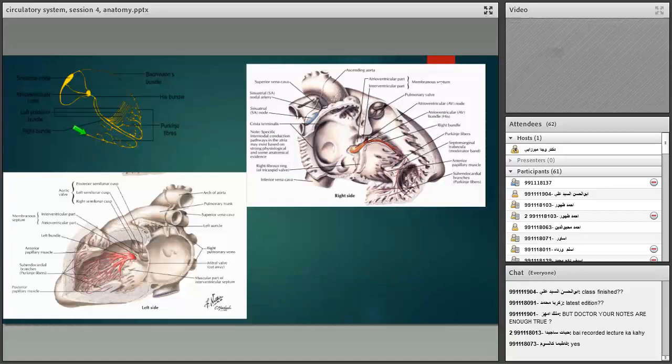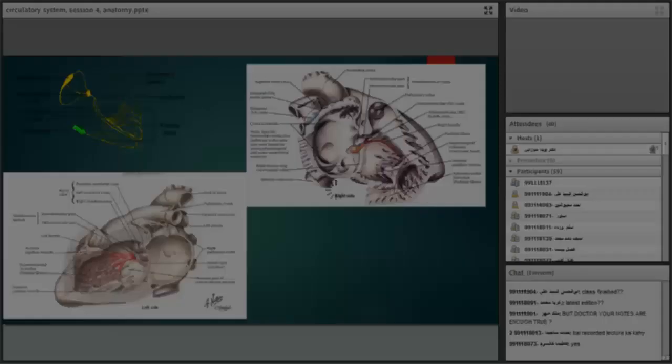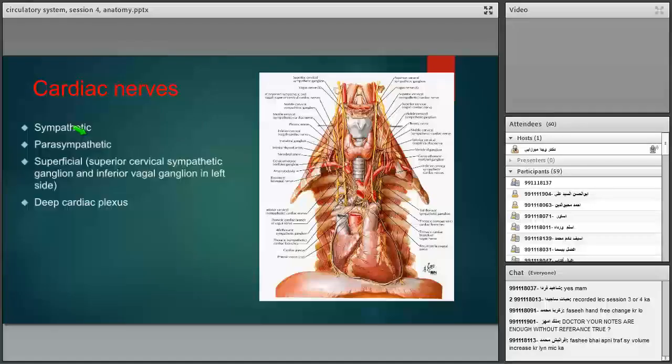Now, we are going to talk about the cardiac nerves. We said, yes, I said, if you read all my explanations for your exam, it would be enough. But if you need another reference, I will introduce you in the next sessions. After talking to Dr. Eftekhar, I will let you know.